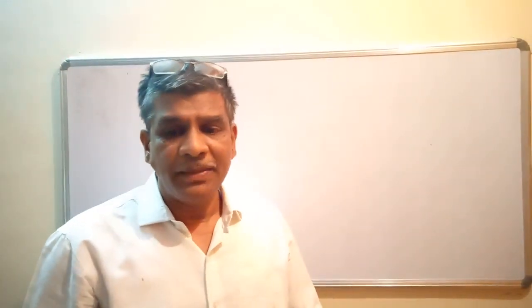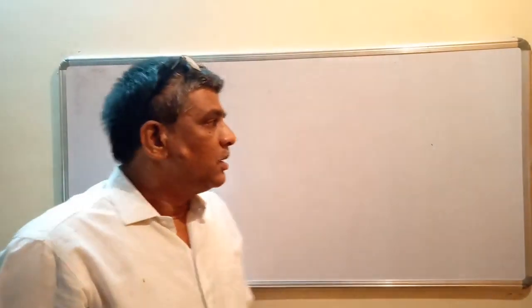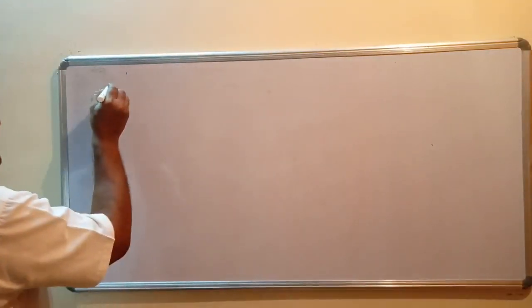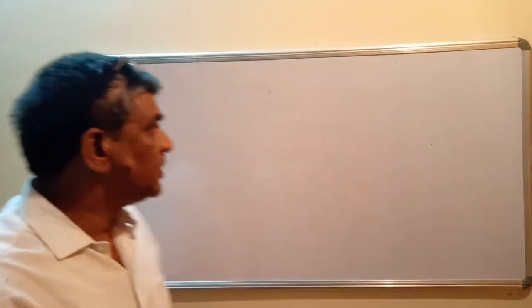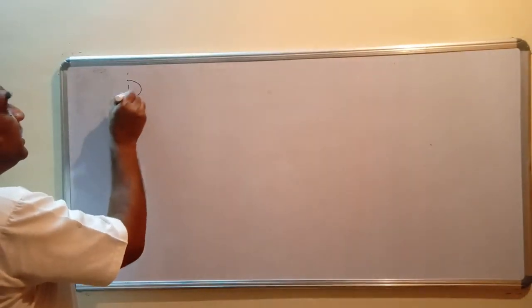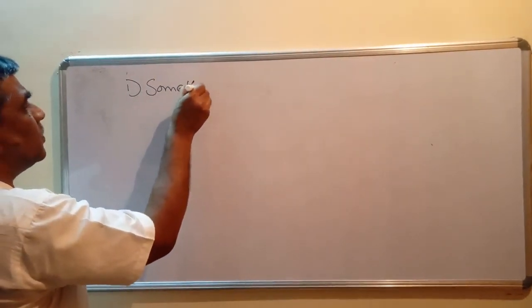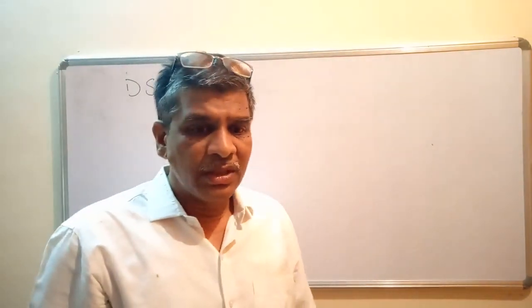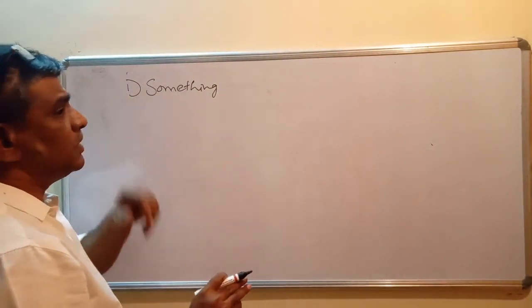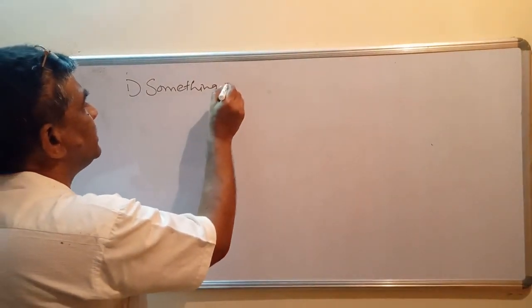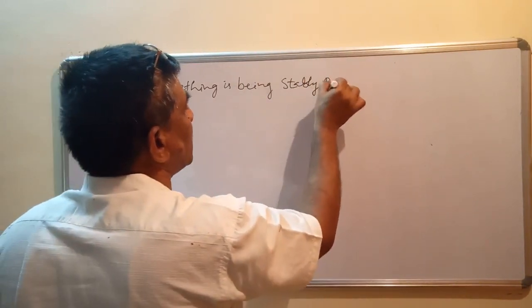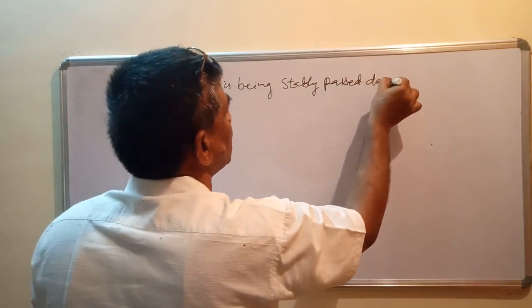Mendel, after conducting hybridization experiments in garden pea plants, got an idea of what is responsible for the inheritance of characteristics from one generation to another generation. He proposed that something, he doesn't know what exactly, is being stably passed down unchanged.